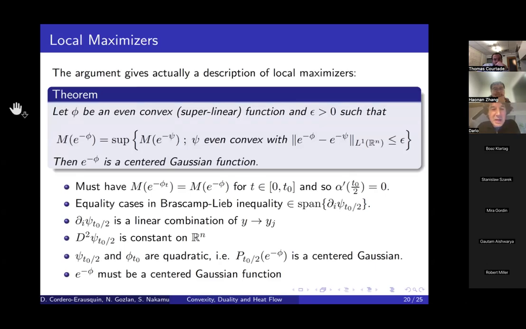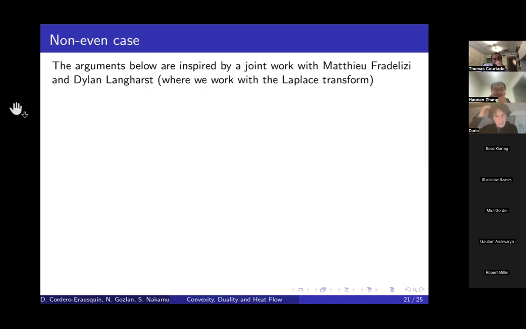I have some time to discuss a bit what happens in the non-even case. So what I will talk about is based on another joint work with Mathieu Fradelizi and Dylan Langharst. In this paper, we really work with the Laplace transform, not with the Legendre transform, but you can adapt the ideas we have in this paper, and I will tell you what it gives.